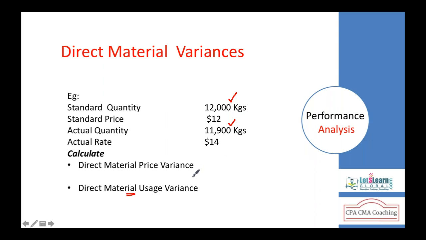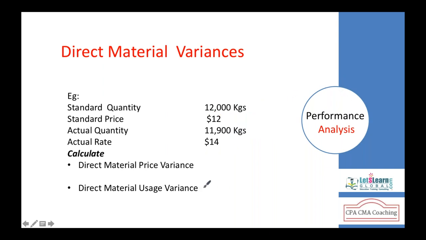So the usage variance or quantity variance is nothing but the standard quantity allowed in the production and the actual quantity used in the production. The difference between these two quantities should be multiplied with the standard price, because the production manager is not going to be updated about the actual rate on a daily basis. We set in advance that if you use one unit of raw material extra, this is going to cost us. So please take care of it.